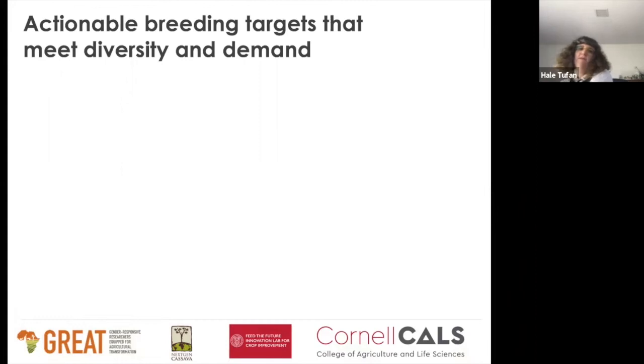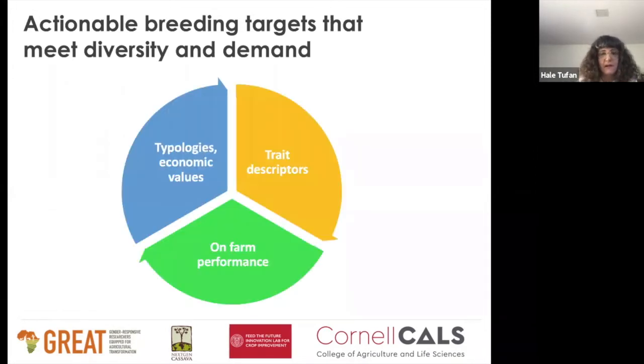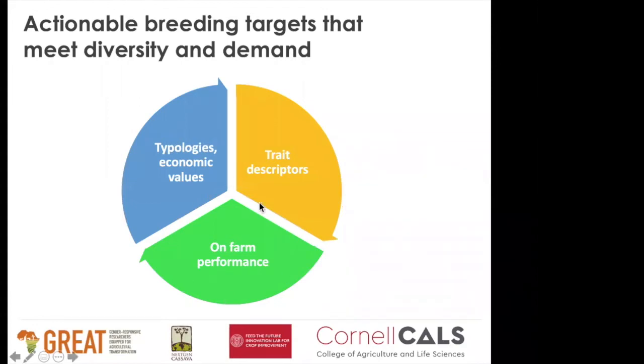So the overall aim of the survey division is to have really actionable breeding targets that meet diversity and demand. The actionable breeding targets is the hard part, I have to say. Now we approach this in 3 different ways.